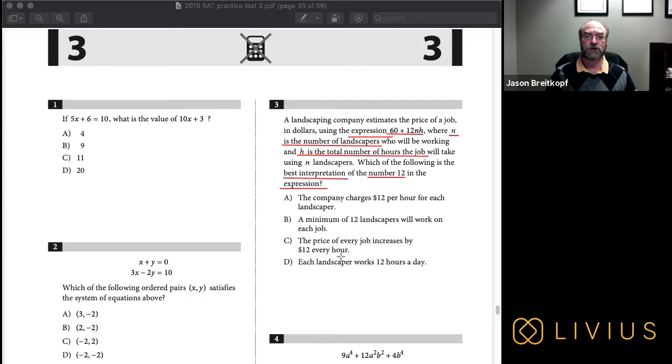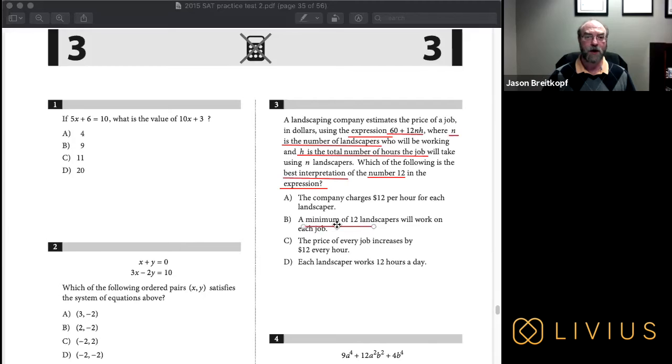So we have answer choice B. Answer choice B says a minimum of 12 landscapers will work on each job. Well, we don't know that. In fact, according to the question, N is the number of landscapers, N is a variable, so the number of landscapers on this job will be variable. It will not be exactly a minimum of 12. That phrase, a minimum of 12 landscapers, proves this answer choice wrong.